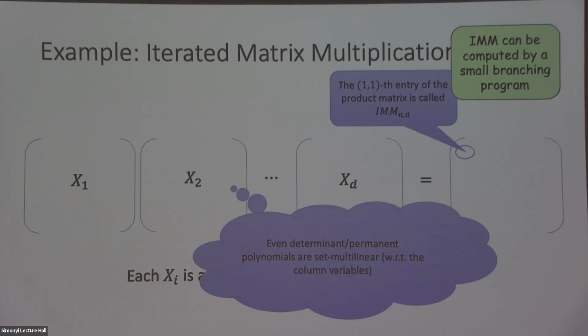So that's an example of a set-multilinear polynomial. Like I said, the determinant and the permanent are also nice examples of set-multilinear polynomials. In fact, for most lower bounds that we know today for different classes of algebraic circuits, the hard polynomial is often either the determinant, the permanent, or IMM. There's also the Nisan-Wigderson family of polynomials, which has recently shown up in lots of proofs, and they're all set-multilinear polynomials. So set-multilinear polynomials show up naturally, even if you're not studying set-multilinearity explicitly.